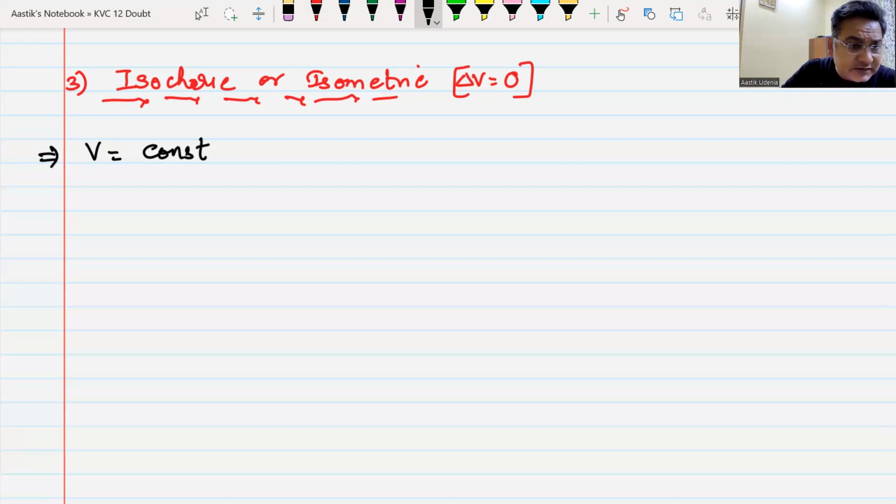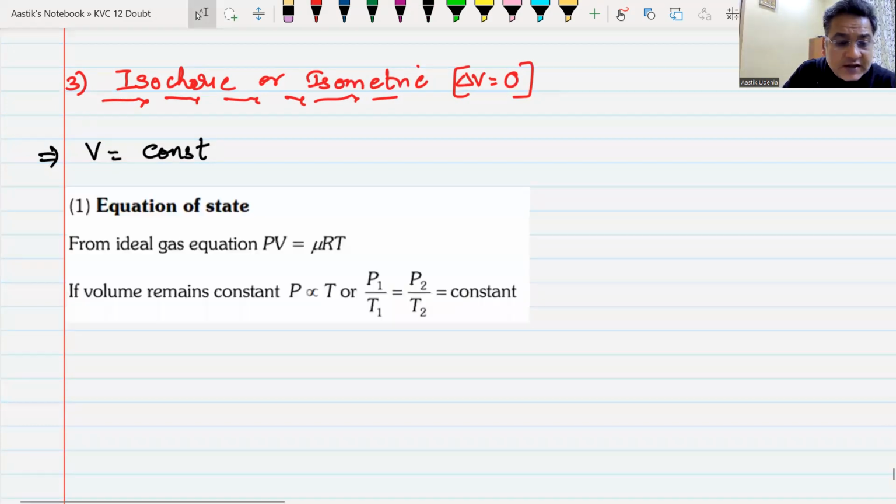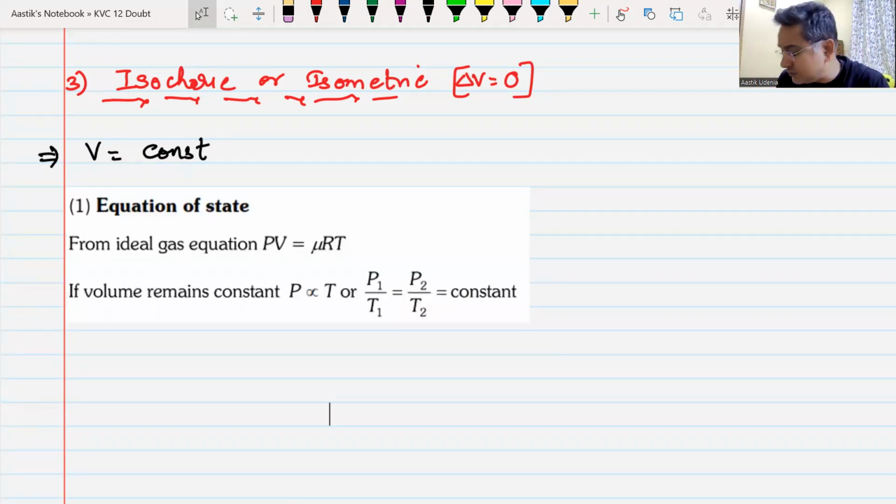Do we understand this? It's the simplest type of process, and we have done a couple of questions on this as well. Do we remember this? Yes, sir. Now, talk about the equation of state for this process. First listen to what I'm saying, and then I will give you time to note it down. The equation of state is PV equal to nRT.